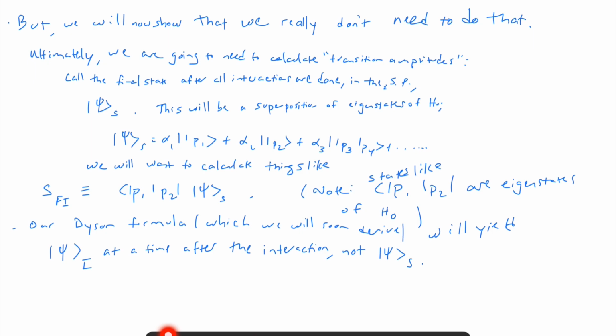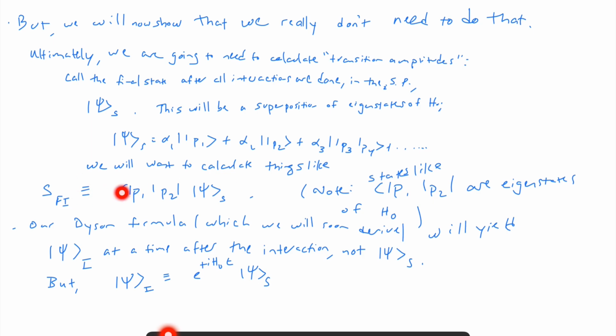The Dyson formula is what we're going to use to get our answers here. But as I mentioned before, that's not going to yield this in the Schrödinger picture. It's going to yield this in the interaction picture after the interaction. But let's look at this part now. Remember this relationship: according to the interaction picture definitions, psi in the interaction picture is defined to be equal to e to the plus i H naught t acting on psi in the Schrödinger picture. That's the definition.